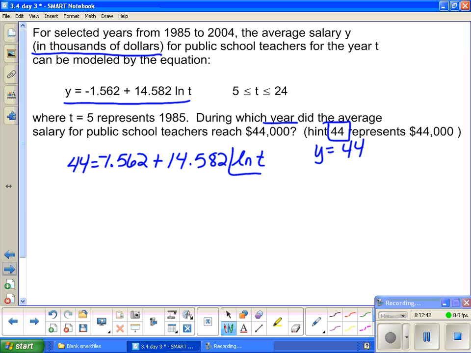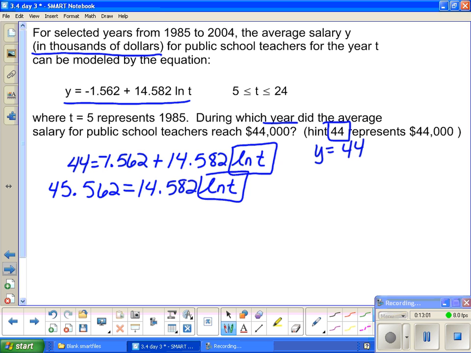So I need to isolate that. So I'm going to add 1.562 to both sides. Okay, so I still need to isolate that. So now I'm going to divide both sides by 14.582. And I get 3.124 approximately is going to equal the natural log of t. Now, since I need to solve for t, and it's a logarithm, I'm going to exponentiate both sides.